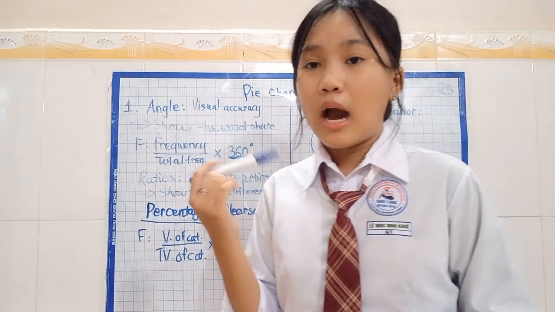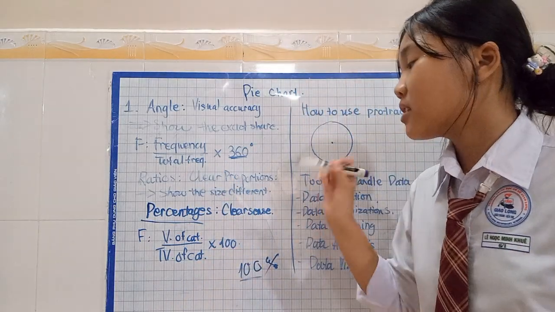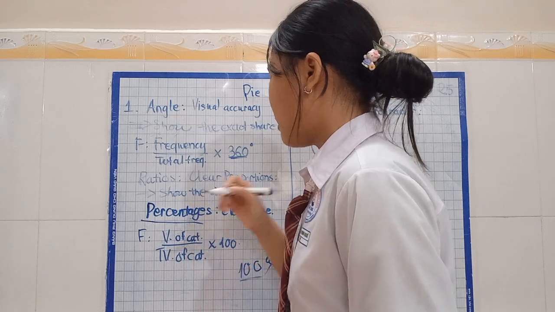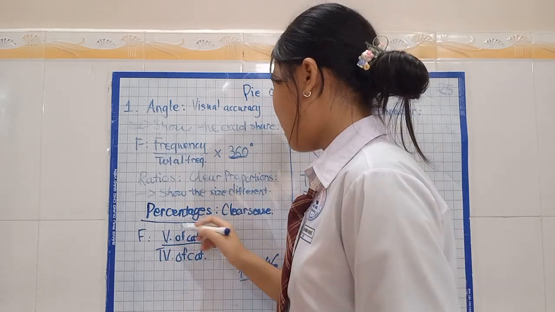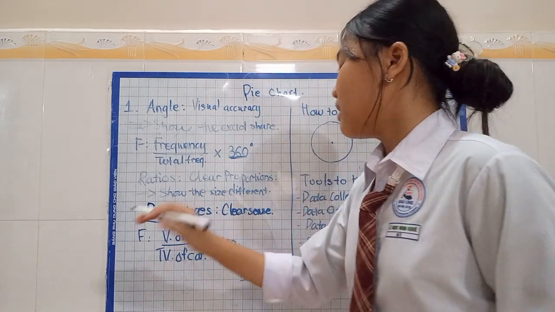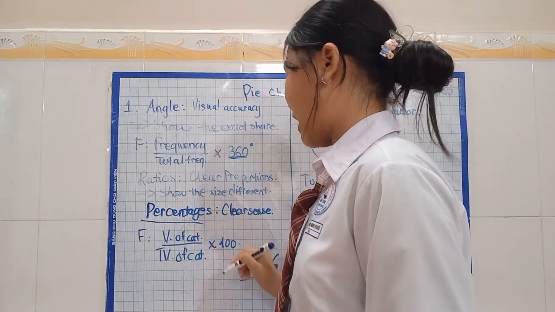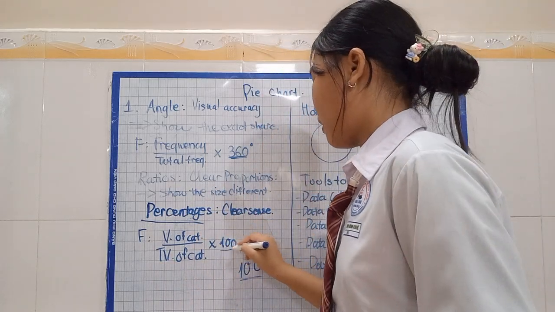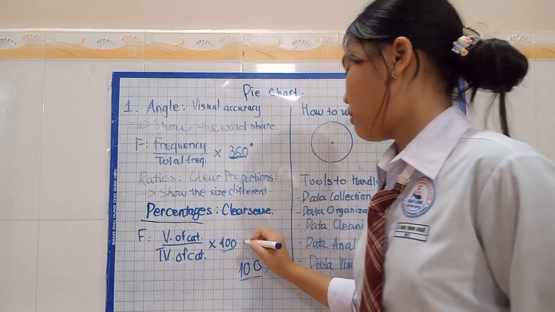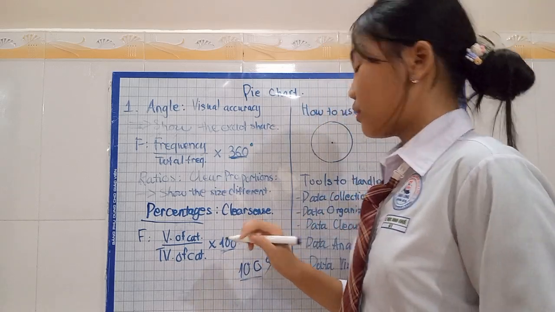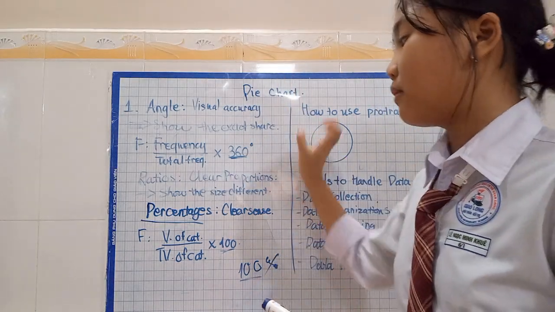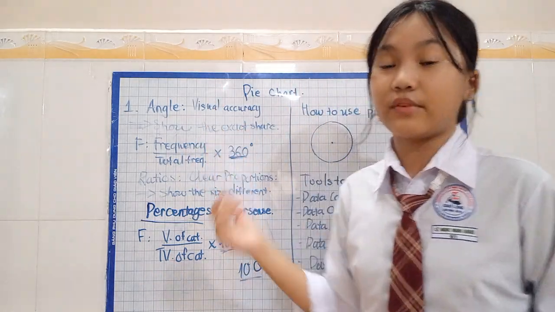So what is the formula for percentages? Our formula here is the value of the category divided by the total value of the categories, and then times 100. So 100 here is 100%, and so we get the percent. That is why we should use these, and also the formulas for each one.